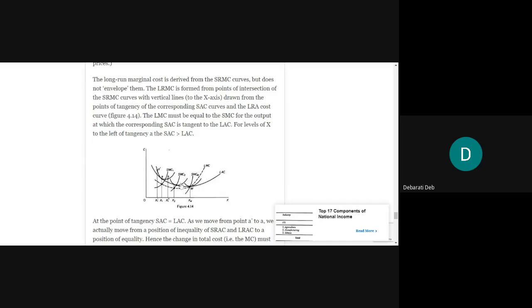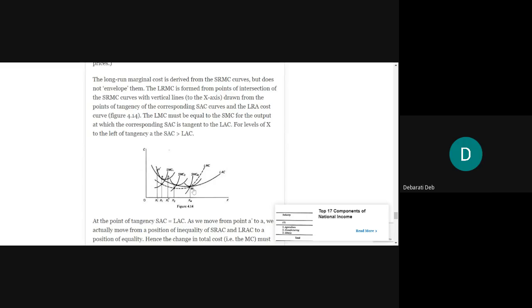Okay, so all those marginal cost curves, you have to think this LMC, that is the long run marginal cost curve, must be equal to the short run marginal cost curve for the output at which the corresponding short run average cost is tangent to the long run average cost. So when you draw this long run marginal cost, you have to make it pass through the point at which the corresponding short run average cost was tangent to the long run average cost. This is at the point of M.